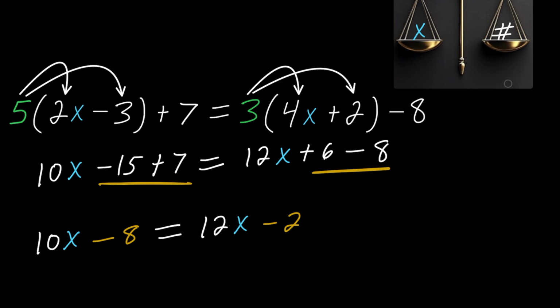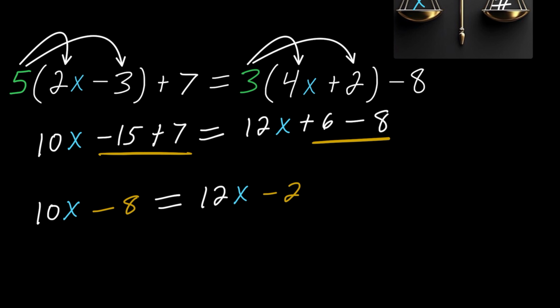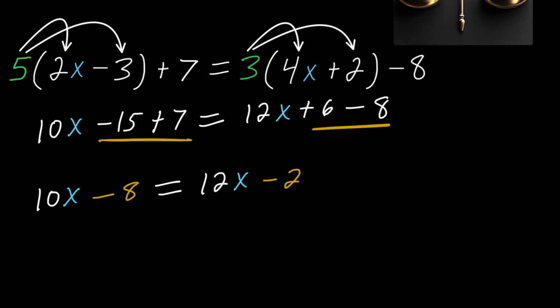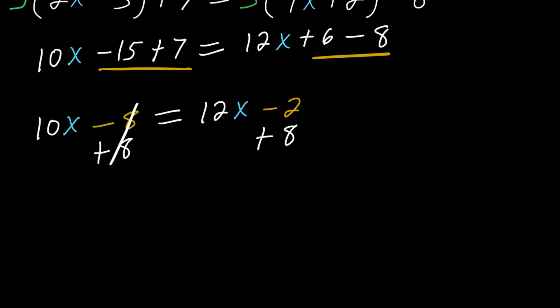So first, let's get all of our numbers to the right-hand side. So we have a -8. How do we get this -8 to the right? So let's go +8, that cancels out, and then go +8 on this side. So we can rewrite this again as 10x equals 12x plus 6. Why? Because this -2 plus 8 equals 6.